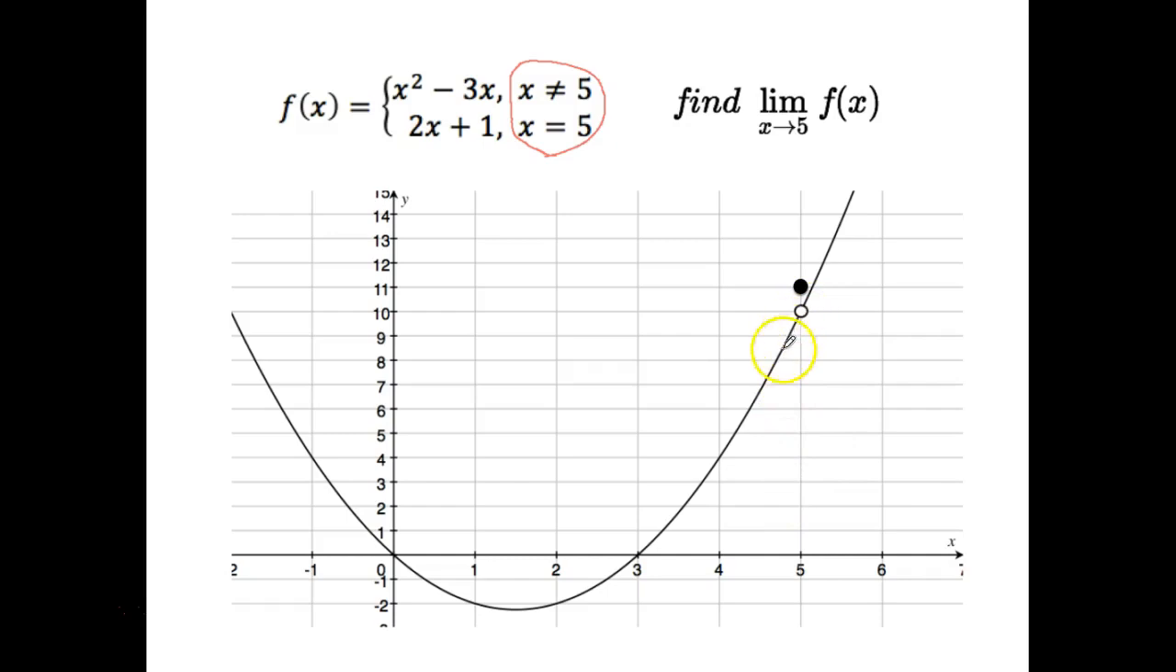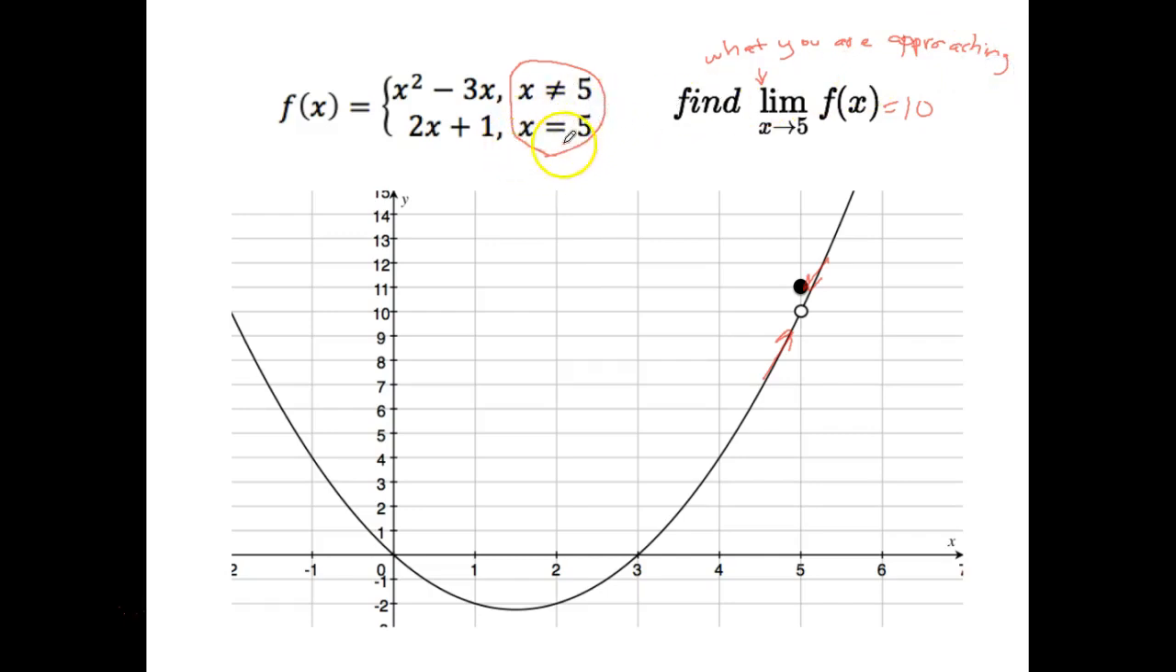Okay, limit as x approaches 5. From the left-hand side, it's approaching a y value of 10. From the right-hand side, it's approaching that same y value of 10. So we know the answer is going to be 10. Now let's come over here to this function, this piecewise, and see how this might work out like that. Now, remember, limits, we defined it earlier. A limit is what you're approaching. What you are approaching. That's the key thing. What you're approaching. We don't care about the point.